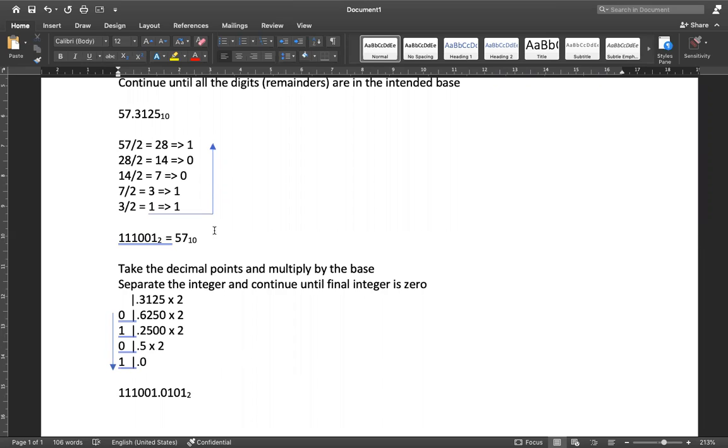So you have to separate these into two things. Take the integer part separately, divide by the base and write the remainder. Then take the fractional or decimal part separately, multiply by the base, which is 2 here, and take the integer part out, and that integer part will create the decimal part in binary or any other number system. All right.